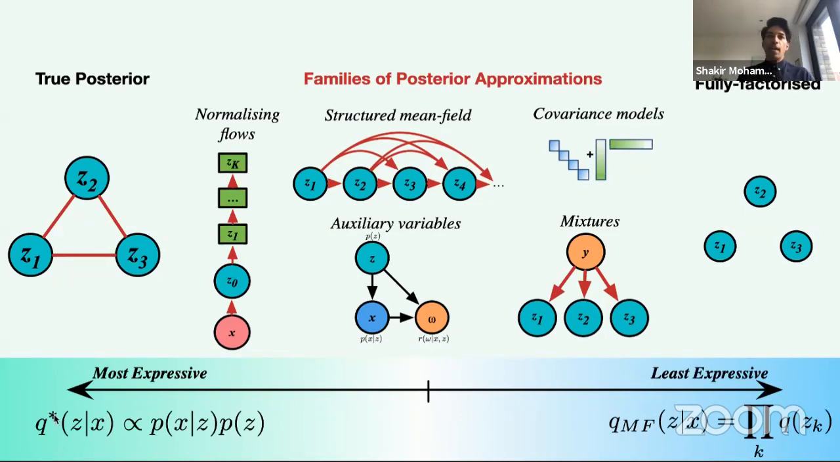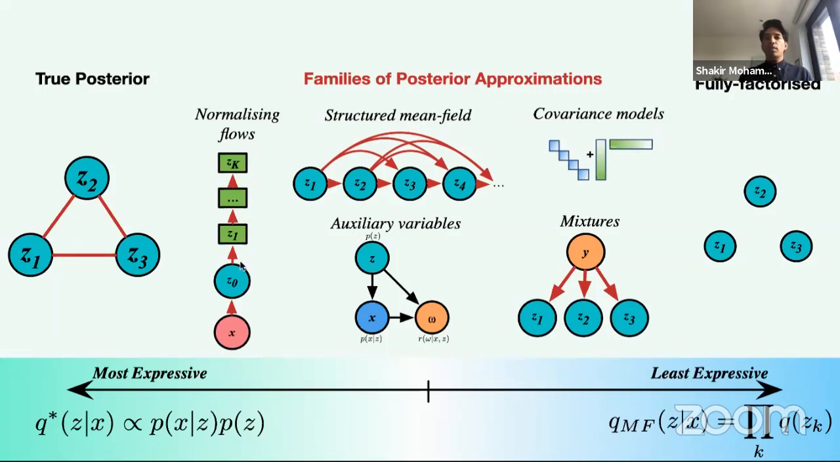This you can never get to. If you knew the true posterior, you would just use it directly. So we need to look at some other things that help us get to there. On the other end, you have the least expressive, which is the mean field, which just says there's an independent set of individual distributions. But within that space, you have many other methods in between.